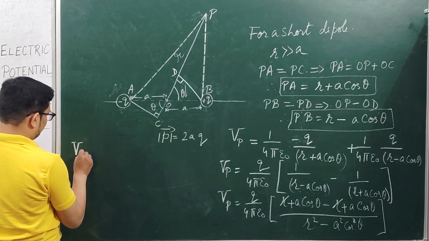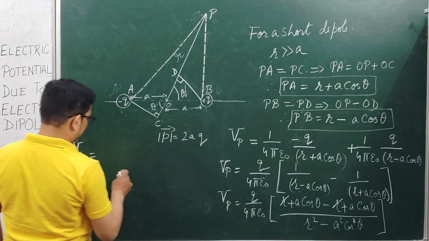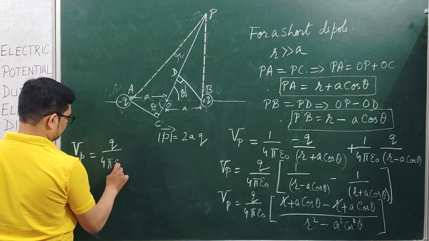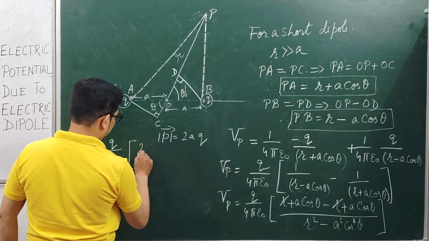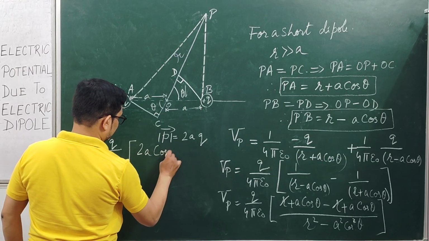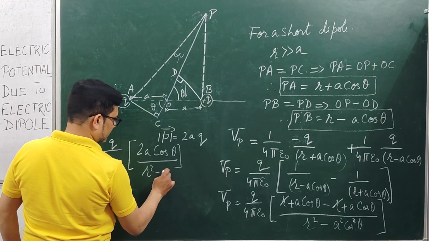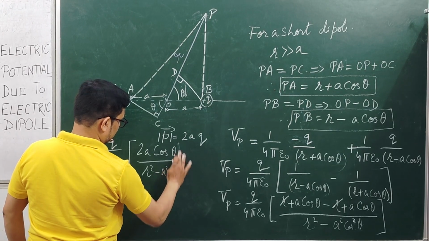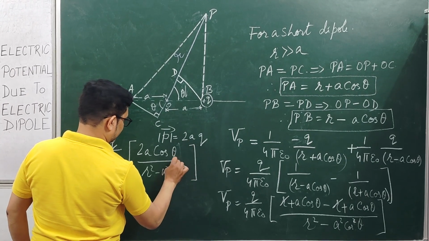So we are getting Vp finally as q over 4 pi epsilon naught. So we'll write it q over 4 pi epsilon naught. And in the bracket, R and R get cancelled. So we are getting 2A cos theta divided by R square minus A square cos square theta. This is what we get.